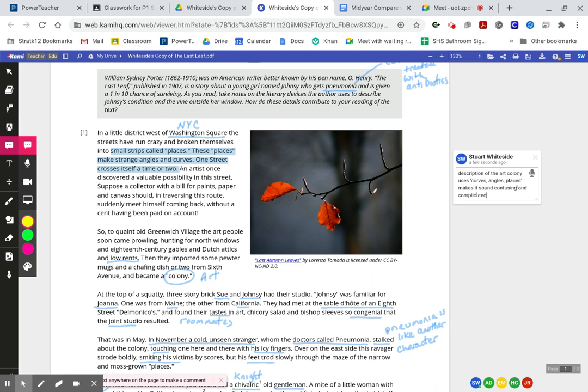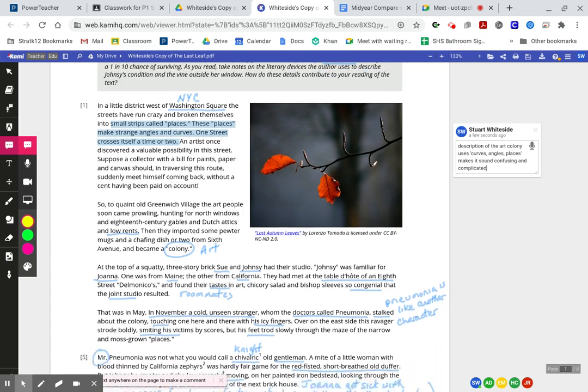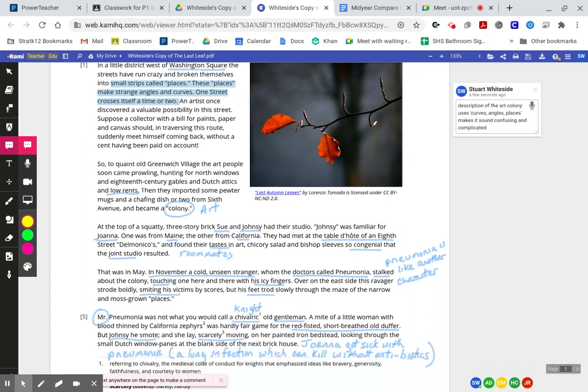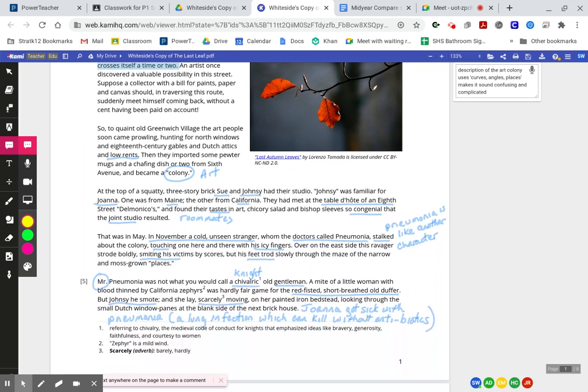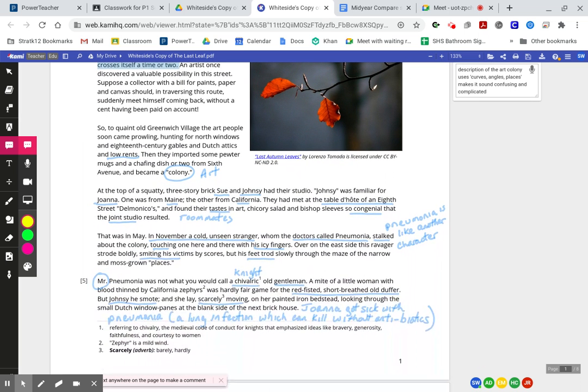Which is kind of interesting, I guess, because the story ends up getting confusing and complicated, and their lives become confusing and complicated. Okay, let's keep going on the story. So here we are in Greenwich Village. We have these two characters, Johnsy and Sue, who are two ladies who are art students who met in a restaurant.